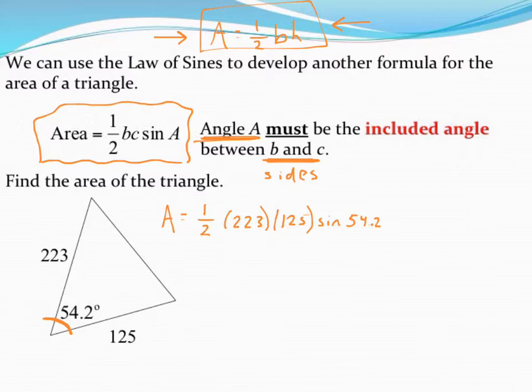Now make sure your calculator is in degree mode, since our angle is in degrees, and I would go ahead and just type this all in my calculator as is, 0.5 times 223 times 125 times the sine of 54.2. Doing that, I find the area of this triangle to be approximately 11,304.2. And I'll include units since there's nothing on here. I'll just say units squared for my area. So there's the area of the triangle.